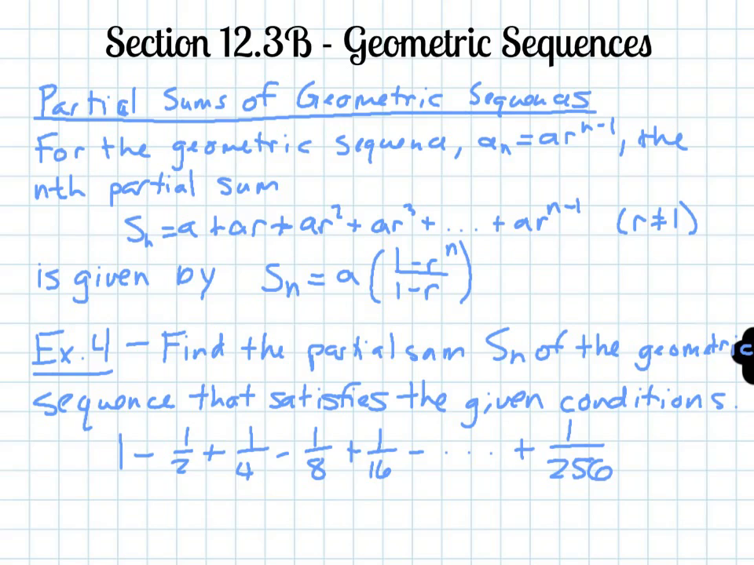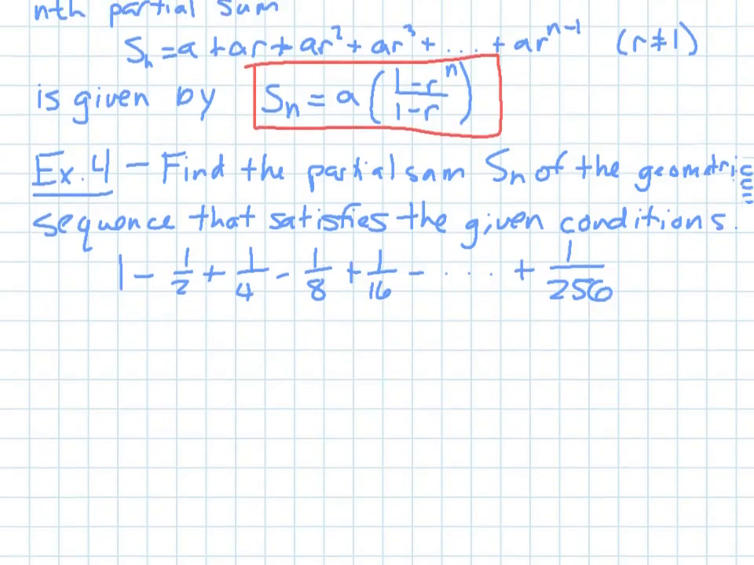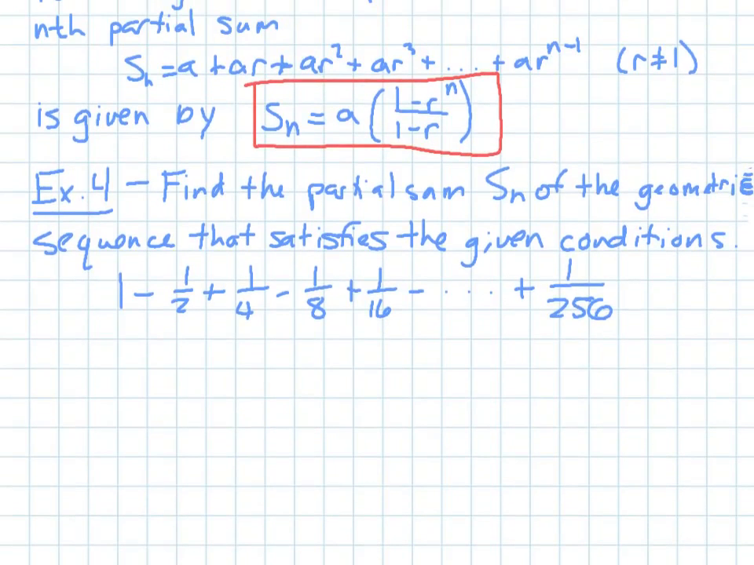And so the formula, this one only has one formula, unlike the arithmetic one where you had two different ones. Here you just have one, where it's a times 1 minus r to the n power divided by 1 minus r. So we only have one option, so we need to make sure that we know our first term, our common ratio, and what n is for our partial sum.